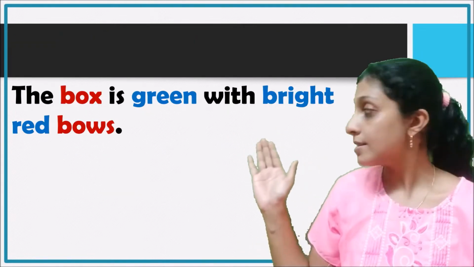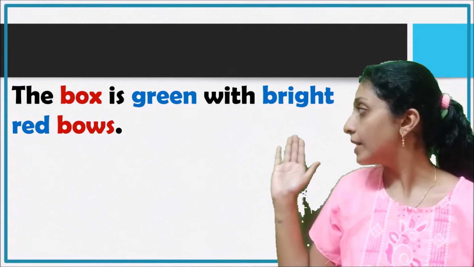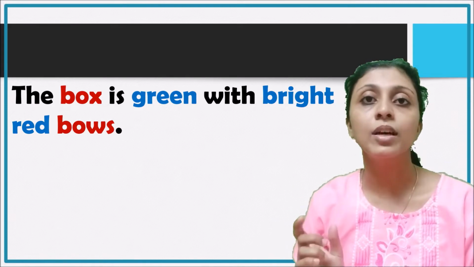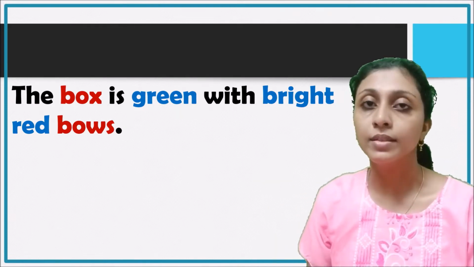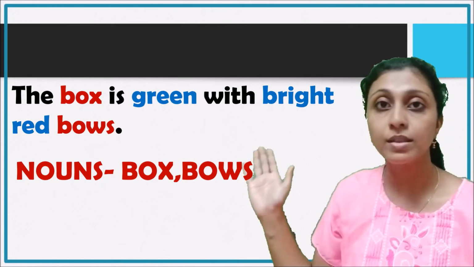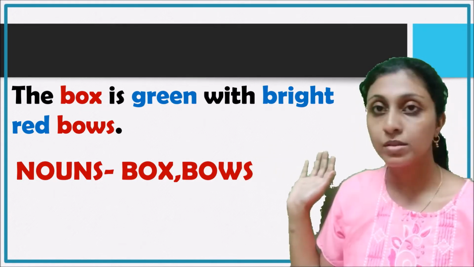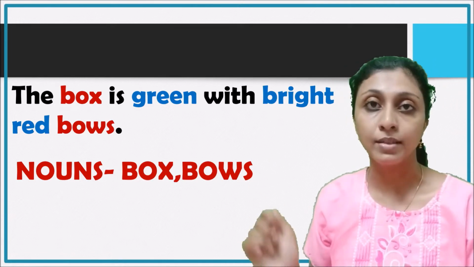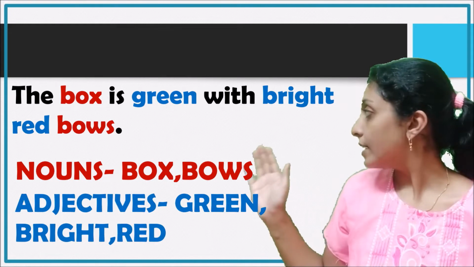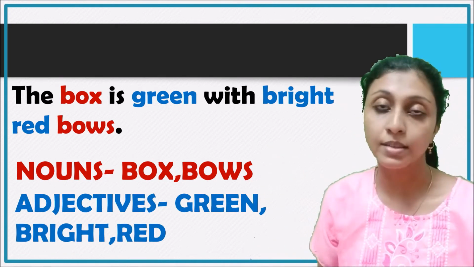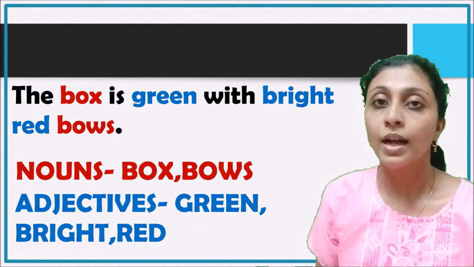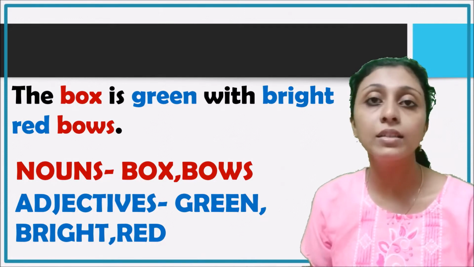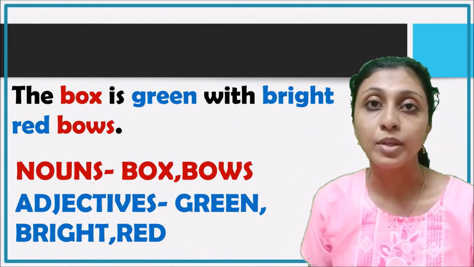The box is green with bright red bows. So what can you say about this sentence? Can you spot the nouns and the adjectives here? The nouns here are the box, box is the noun, and bows. Bows is also another noun. Now what are the words that describe these nouns? The box is green. Green is the word that describes the noun box, and bright red bows. So bright and red are the other two words that describe the noun bows.